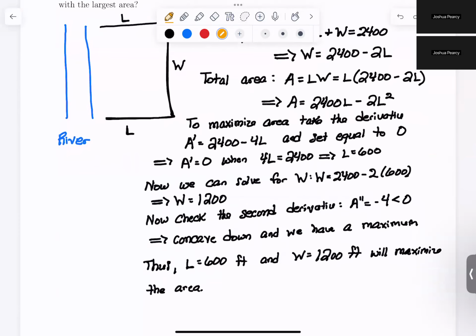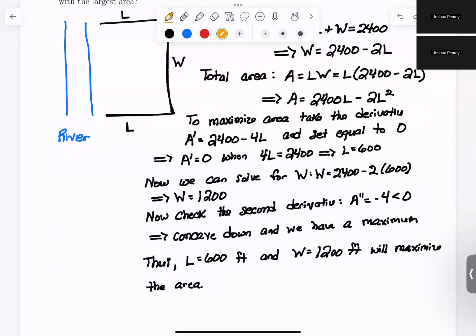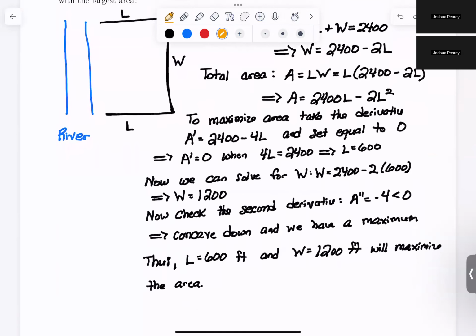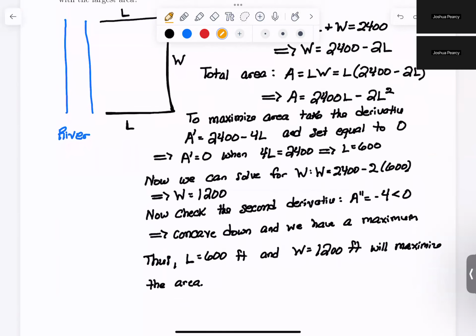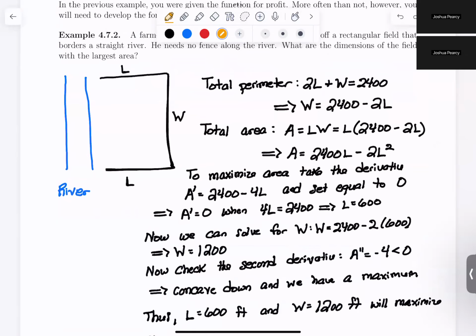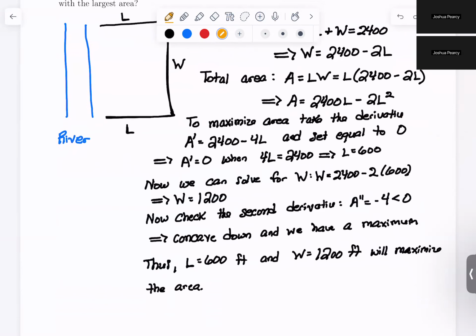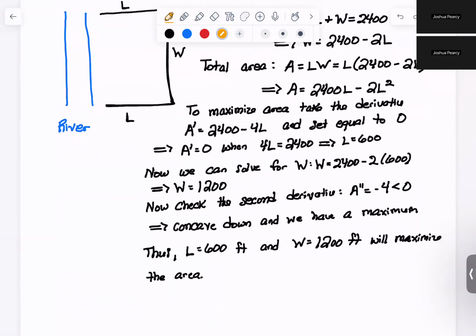Now back from section 4.5, we know that whenever we're trying to maximize or minimize something, usually what we want to do is take the derivative, set it equal to 0, and solve the equation, right? So here, I take the first derivative of A. The derivative of 2,400L is 2,400, and the derivative of negative 2L squared is negative 4L.